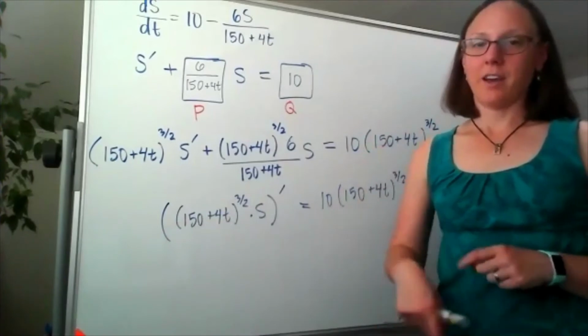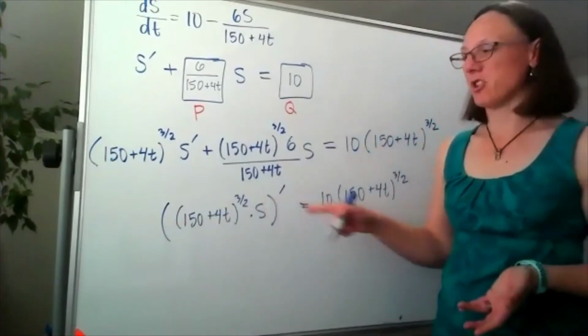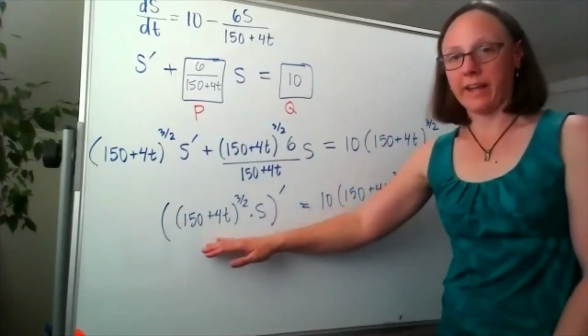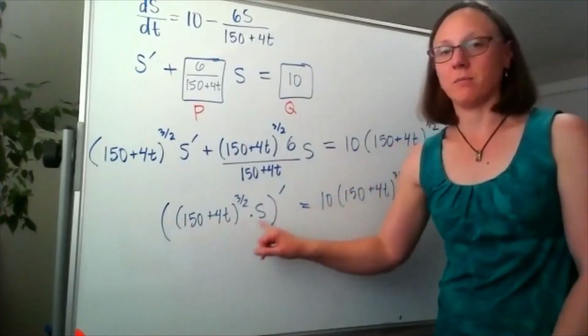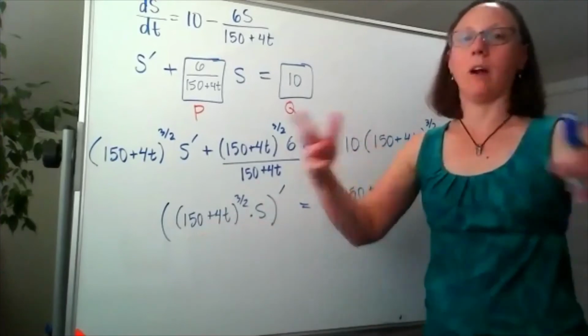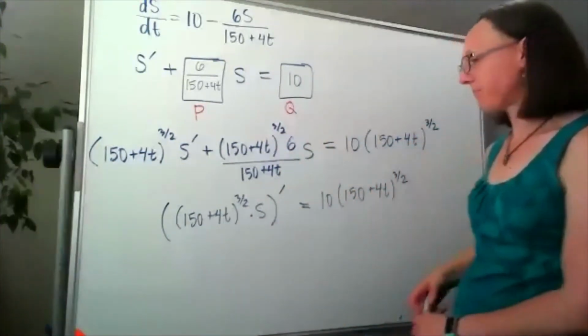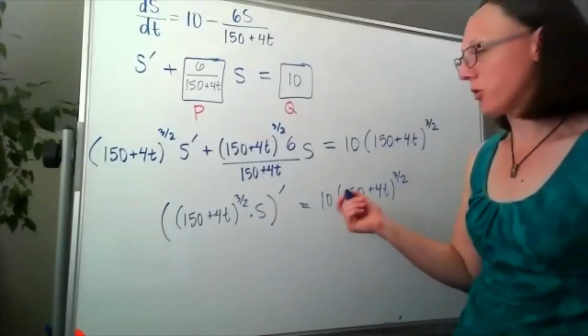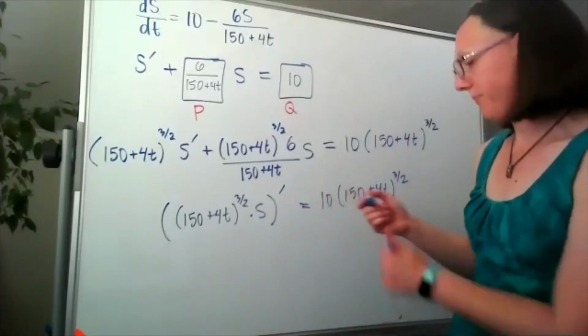Question in the chat about, do you actually have to show the product rule? No. If you've done it correctly, it will always work out to be the integrating factor times s or y or n or whatever your variable is. Okay. On this side, I'm going to undo that product rule by just writing it without the prime.